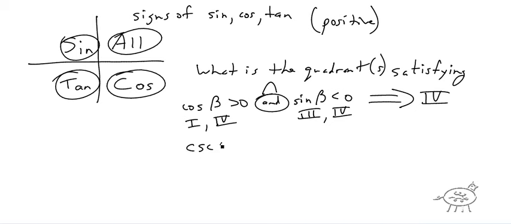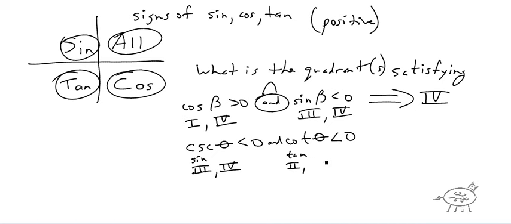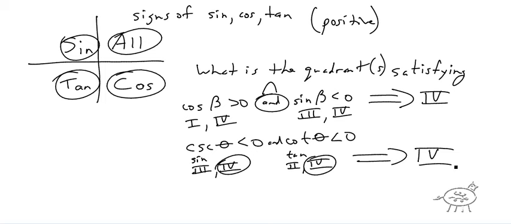Okay? Cosecant of theta is less than 0, and cotangent of theta is less than 0. Alright, so again, let's look at cosecant goes with sine, and cotangent goes with tangent, just to help you out a little bit. Where is sine negative? Sine's negative in quadrant 3 and 4. Where's tangent negative? Tangent is negative in quadrant 2 and 4. And where do they overlap? In quadrant 4, so that's the answer, quadrant 4.